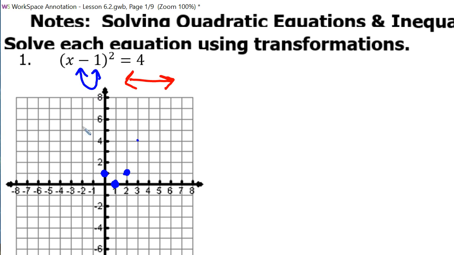And same thing on the other side. Over 2, up 4. If I go over 3, what is 3 squared? 9. Do I have enough room to go over 3 and up 9? No. So those are the only points that will fit. Go ahead and connect them with a smooth curve. Make sure it's rounded at the bottom.